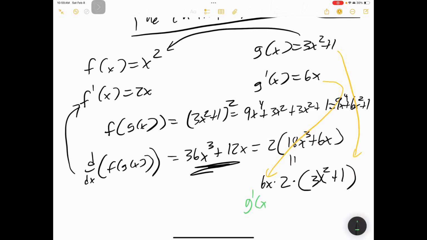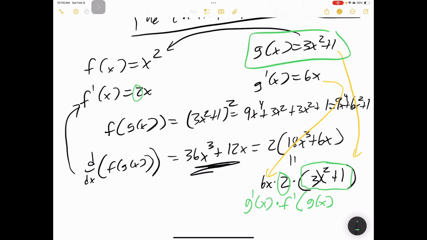G prime of x is being multiplied by f prime, because we have the 2 here, we have this 2 here, and we have this 2 here. So this is f prime, but it's not f prime of x, it's f prime of g of x, because inside here is where we have our g of x.